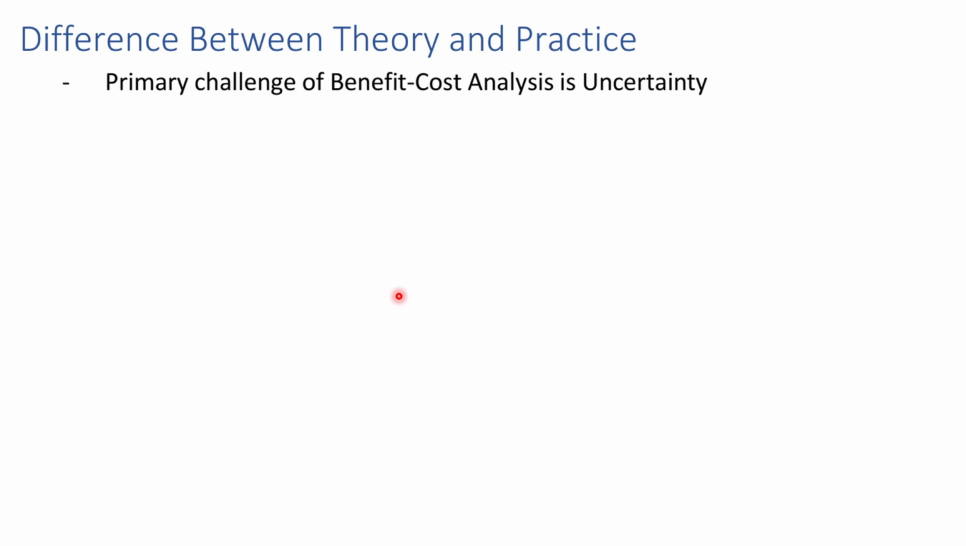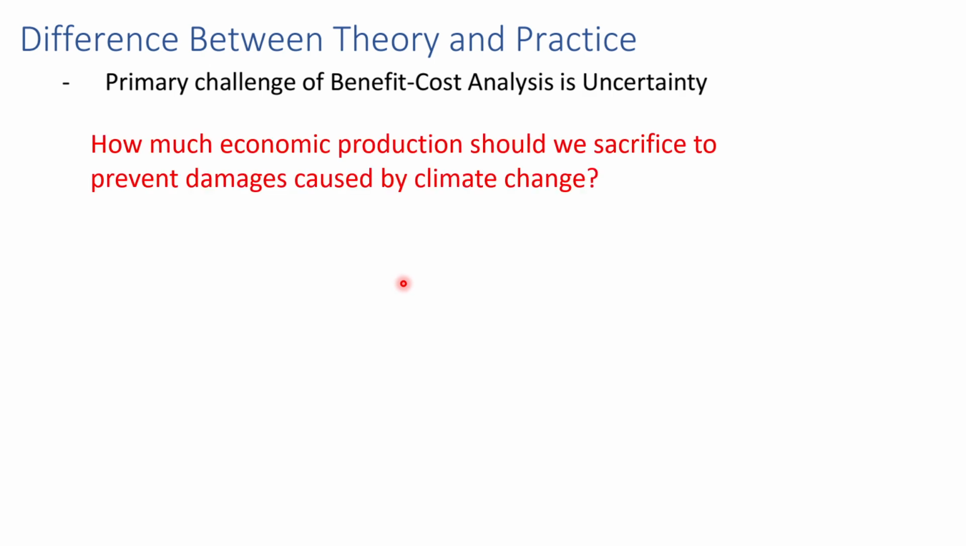Okay. So the primary challenge of benefit cost analysis is uncertainty. For example, if we look at, let's say, a policy on climate change. And here's the trade off: how much economic production should we sacrifice to prevent damages caused by climate change?